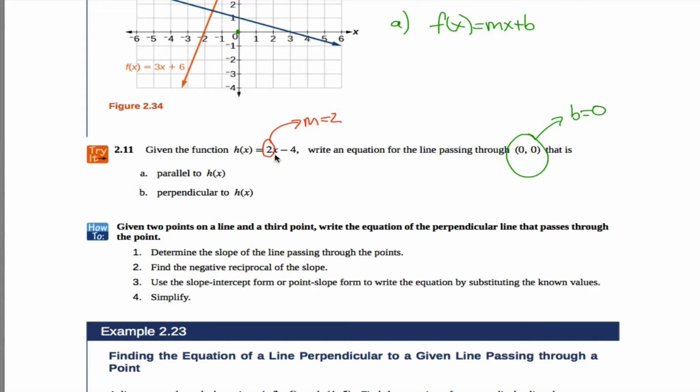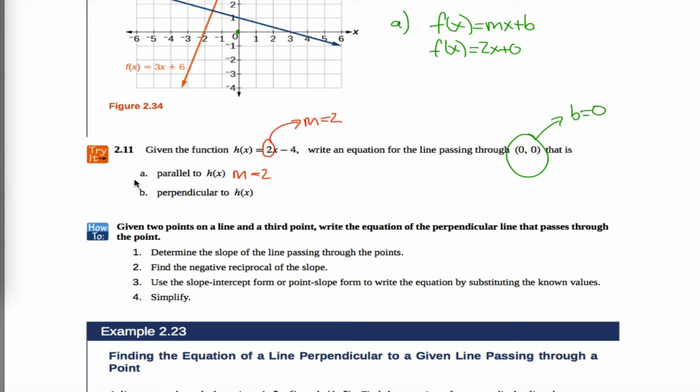Because this, conveniently enough, is in this form. And in this form, the coefficient on x is always your slope. It's the value of m. So just by looking at this, I can tell that the slope here is 2. And if the slope here is 2, the slope of a line parallel to this is also 2. What parallel means is the same slope. So for part A, I know the slope is 2 and the y-intercept is 0. So for part A, my answer will be f(x) = 2x + 0.